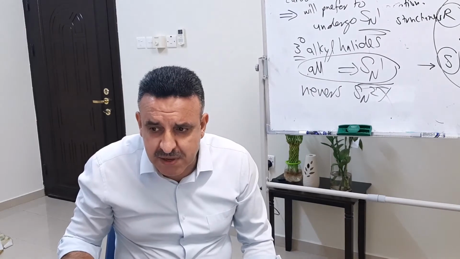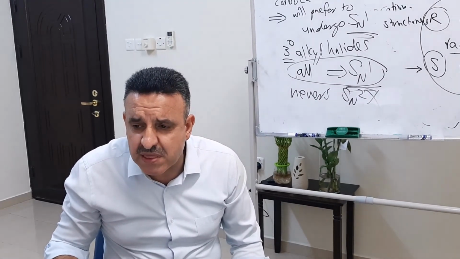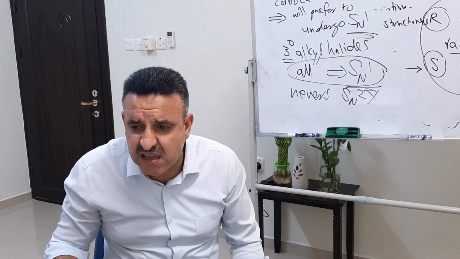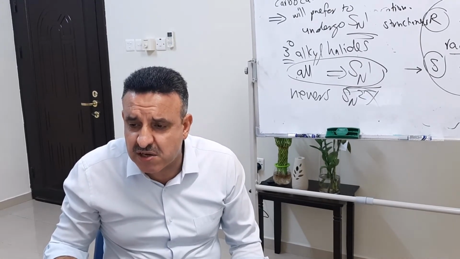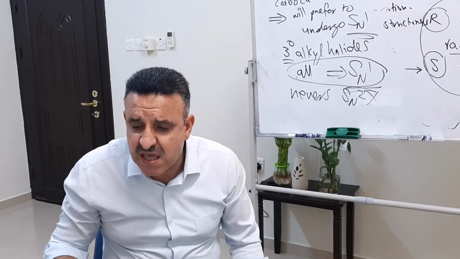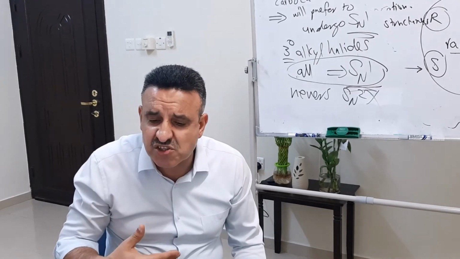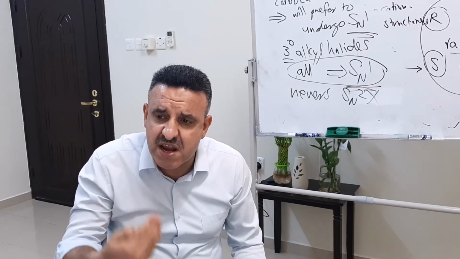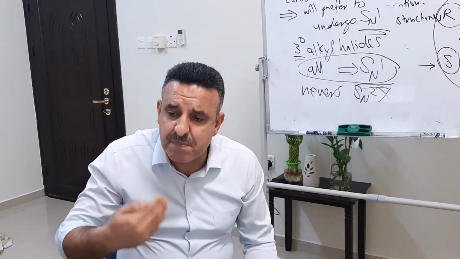Because with the methyl and the primary, when the halide leaves, it will leave an unstable carbocation, as you can see. The primary and the methyl have very low stability, and therefore these substrates will never undergo SN1. They will always prefer SN2.